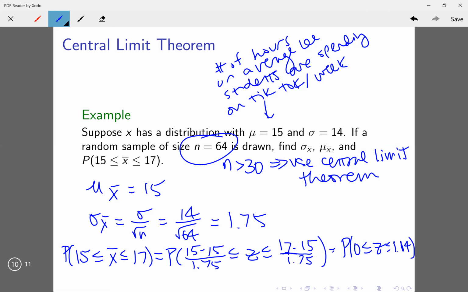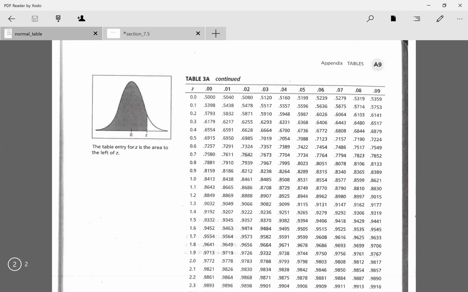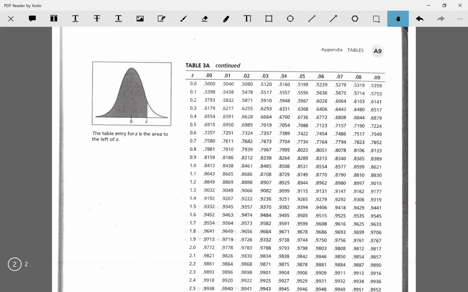And what we need to do now is look up in the table what we get when we have 0 and 1.14. All right, so let's look at our table. And what we notice is that when we look up 0 on our table, we get 0.5. And when we look up 1.14, we get 0.8729.